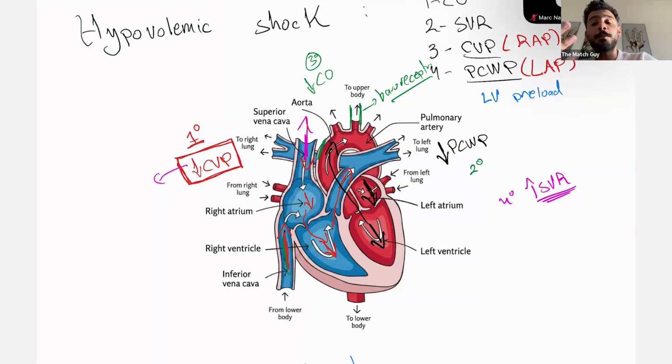But if there is so much blood found in the venous system that is congesting the venous system, this can be reflected as a JVD. But we're not going to see it in this case because the central venous pressure is low.